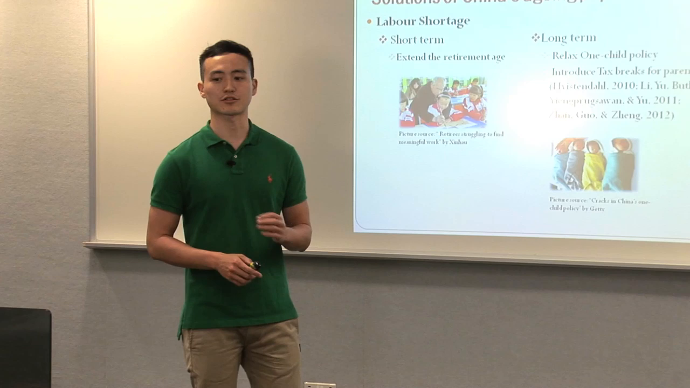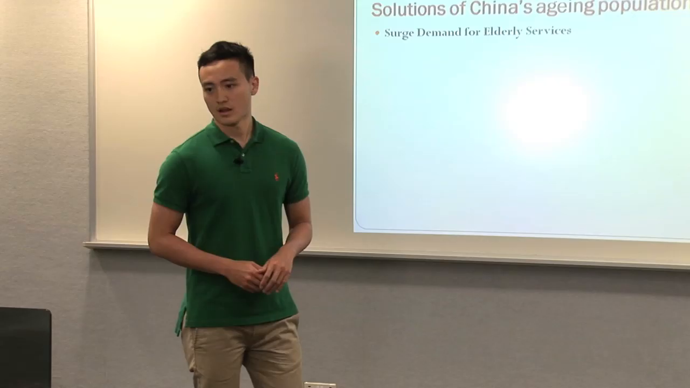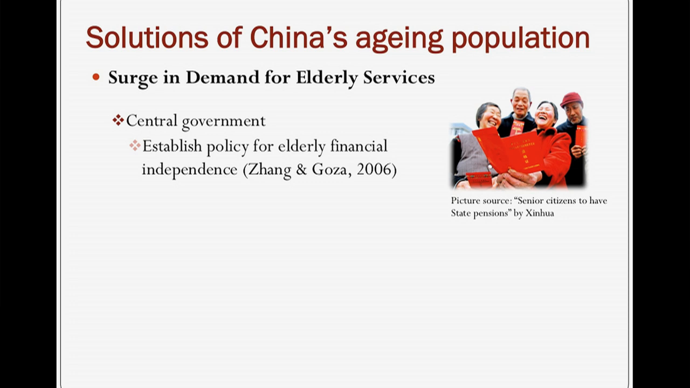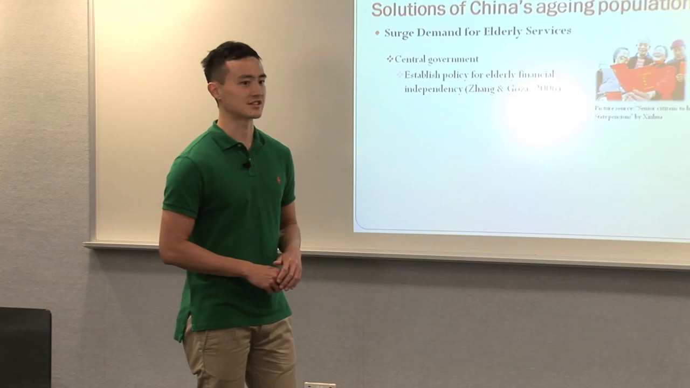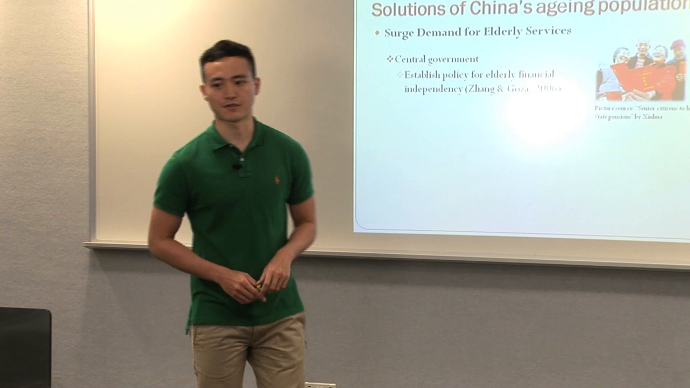Now, I would like to move on to the solution to the surge in demand for elderly services. I think there are two main solutions here. First, Zhang and Gose suggested in 2006 that the central government should increase the elderly's financial independence, which is shown here. Private pension funds and health insurance should be promoted.